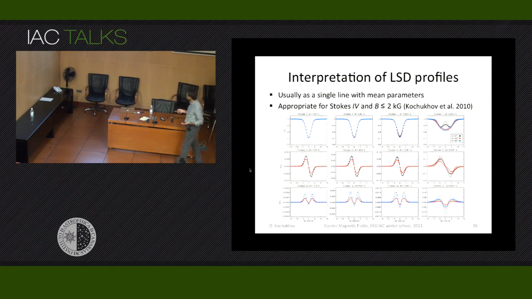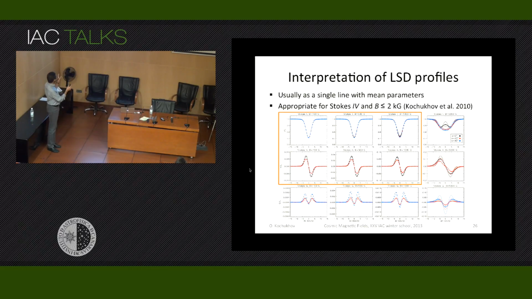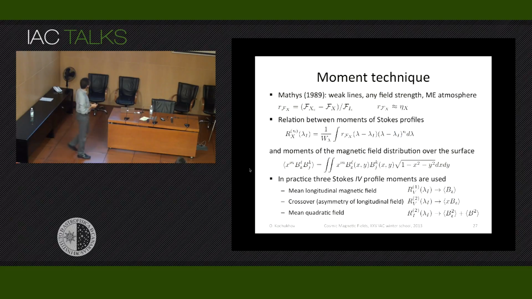And as you can see, there is an interval, roughly between 0 and 1 or 2 kilogauss, and for Stokes I and V, where this assumption that the LSD profile behaves as a real spectral line is a reasonable approximation. It doesn't work for a stronger field, and it doesn't work for Stokes Q. And you should remember that most of the results that I'm going to show for the stars are based on using these mean line profiles, and there are certain limitations to using them.